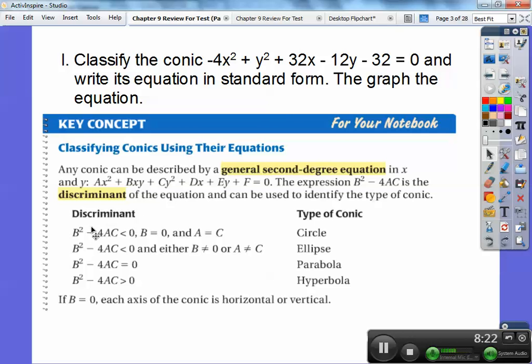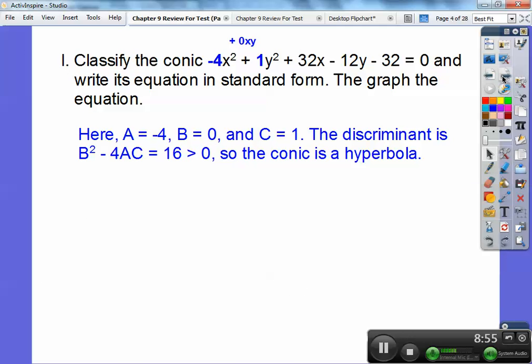And if you just do the B squared minus 4AC, if B is equal to 0 and A is equal to C, then this ends up being a circle, you guys. And if it's less than 0 right there, okay, let's see. If b squared minus 4ac is less than 0 and either one of them is equal to 0, it's an ellipse. I know that, look, you guys, I know this is going to be a hyperbola because both of them are being squared, and this is a minus right here. Okay, so I know it's going to be a hyperbola. All right, but using what they did, b squared minus 4ac is greater than 0.